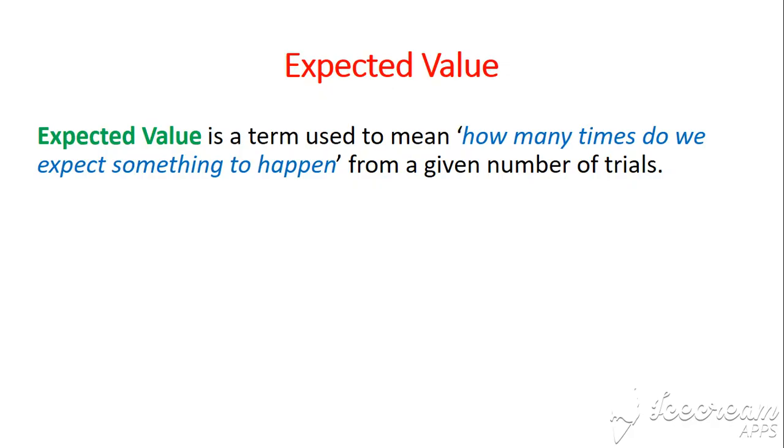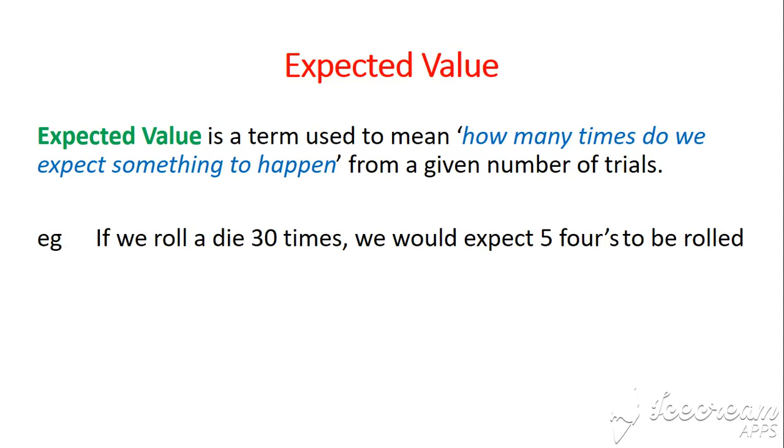Expected value is a term used to mean how many times we expect something to happen from a given number of trials. For example, if we rolled a die 30 times, we would expect five 4s to be rolled. The probability of rolling a 4 is 1 chance out of 6, and if we did it 30 times, a sixth of 30 makes 5.